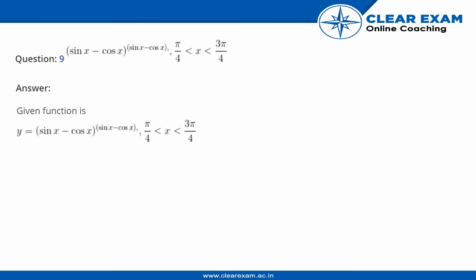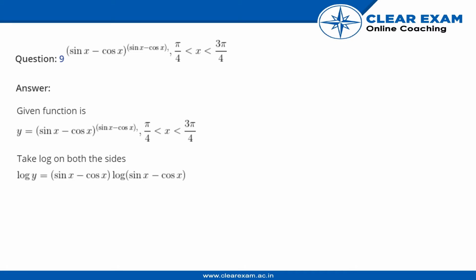Hi guys, let's understand question 9. Differentiate (sin x − cos x)^(sin x − cos x) for x greater than π/4 and less than 3π/4. The answer: the given function is y = (sin x − cos x)^(sin x − cos x), where x is greater than π/4 and less than 3π/4.